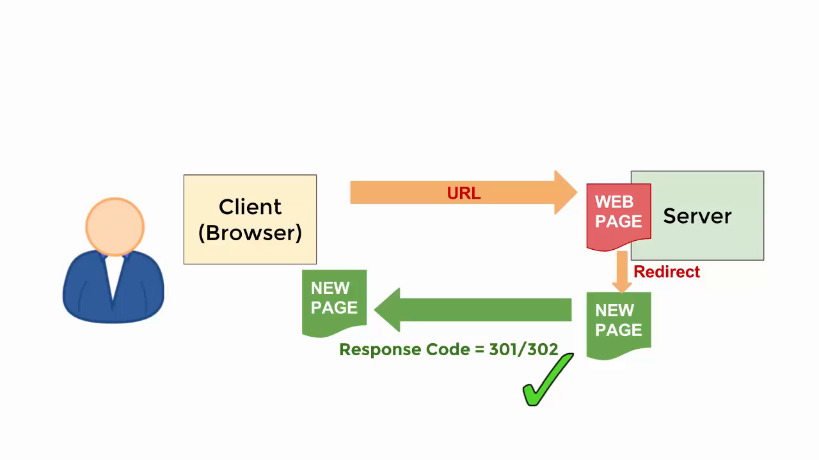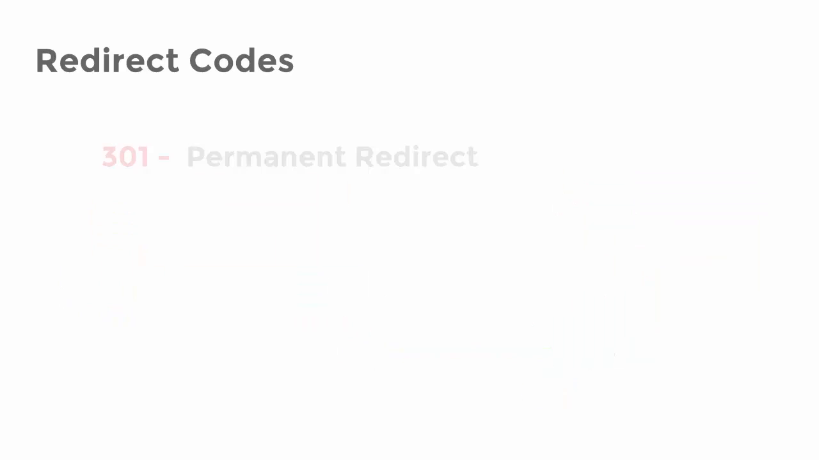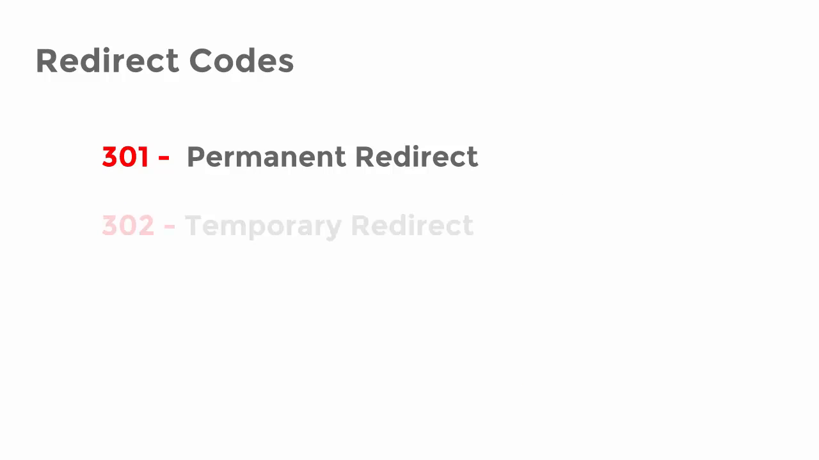What is the difference between 301 and 302? You will configure the 301 response code if your page is moved permanently to a new address, which is the most common case. However, you use the 302 code if your page is temporarily not available, for example during a longer maintenance period of your site.